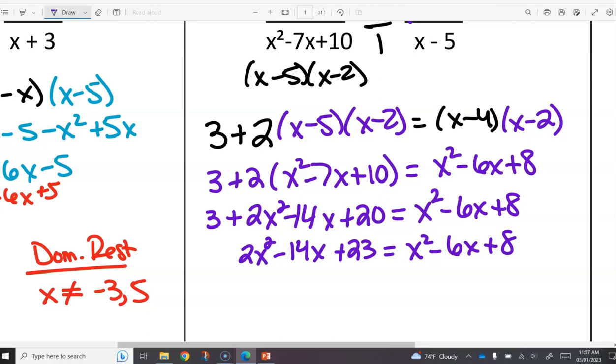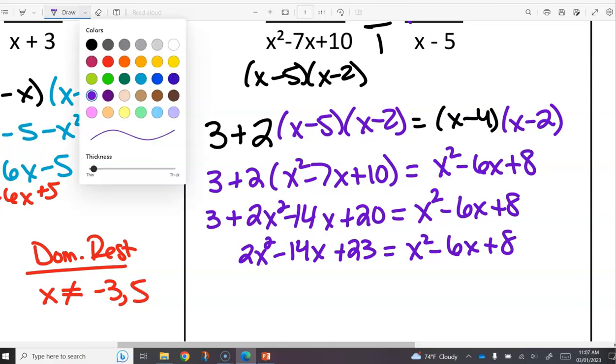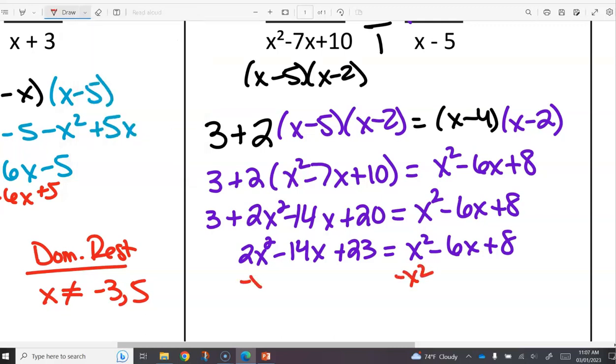Do we know why I'm picking that? Yeah. If I move the 2x squared over, I get negative x squared. Don't want that, okay? So we're going to subtract the x squared minus 6x plus 8, move all those pieces over to the left-hand side. So we're going to subtract x squared from my other x squared. We're going to add 6x to the negative 14x. And we're going to subtract the 8 from the 23.